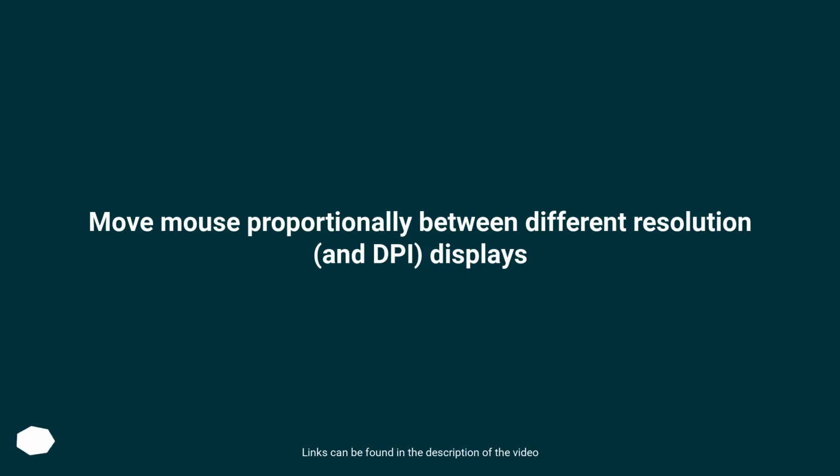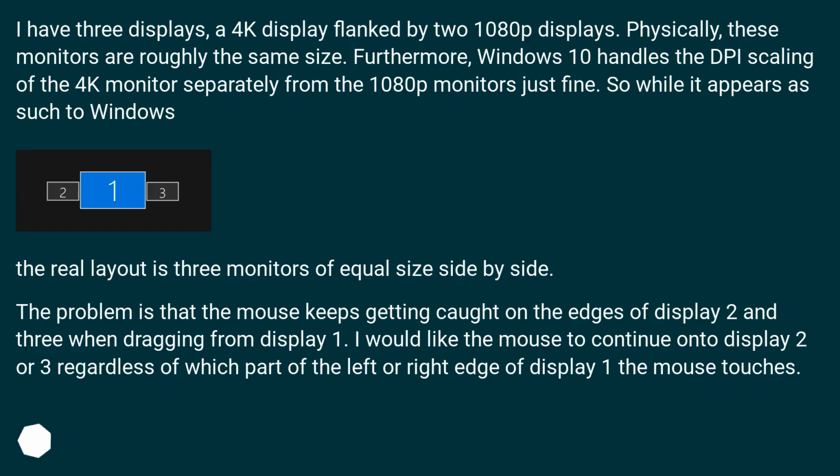Move mouse proportionally between different resolution and DPI displays. I have 3 displays, a 4K display flanked by 2 1080p displays. Physically, these monitors are roughly the same size. Furthermore, Windows 10 handles the DPI scaling of the 4K monitor separately from the 1080p monitors just fine. So while it appears as such to Windows, the real layout is 3 monitors of equal size side by side.